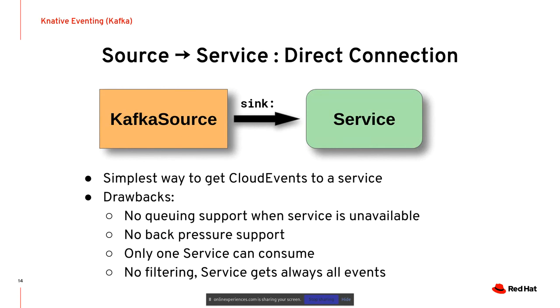However, even though this is a very simple use case, there are a few drawbacks. Right now, there is no queuing support, like when the service is unavailable. It's a one-by-one relationship, so only one service can consume it at a time. And since it's a straightforward, simple, direct connection, there's also no back pressure support. Also, there's no specific filtering. All events that are produced by the source are being received by that one particular service. So you have a one-by-one connection from the particular Kafka source to a Knative service.